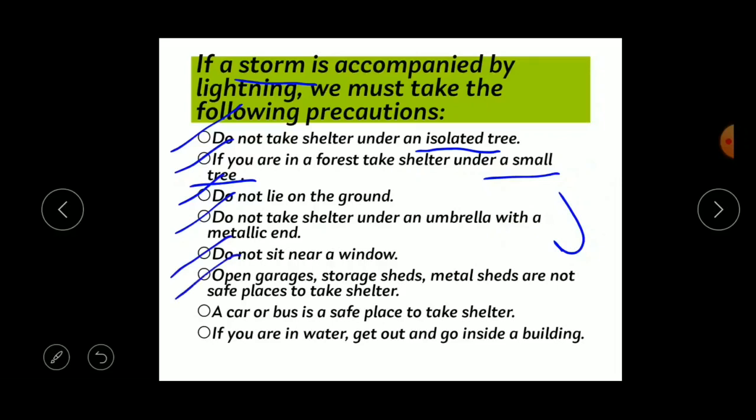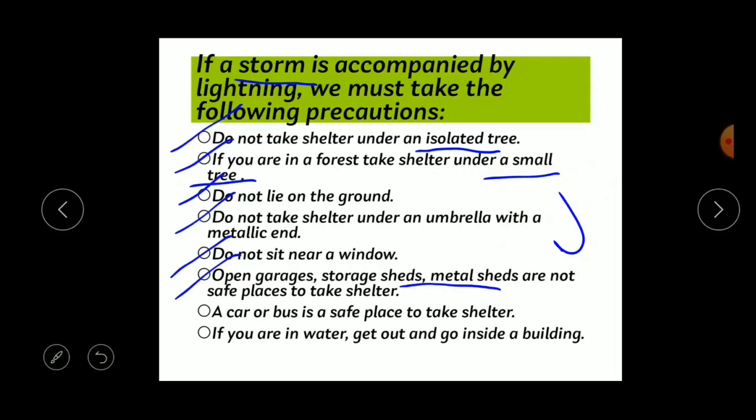The next point is open garages, storage sheds and metal sheds are not safe places to take shelter. In the time of storms, open garages, storage sheds and metal sheds are all not a safe place to take shelter.